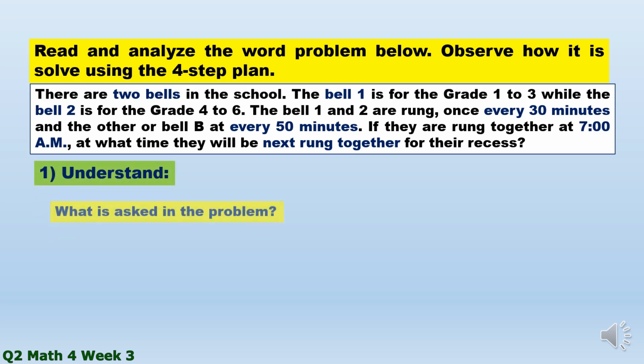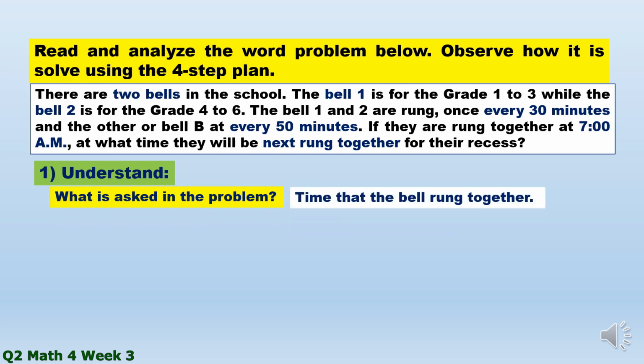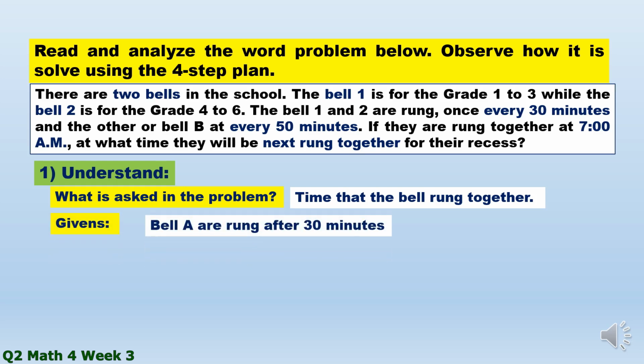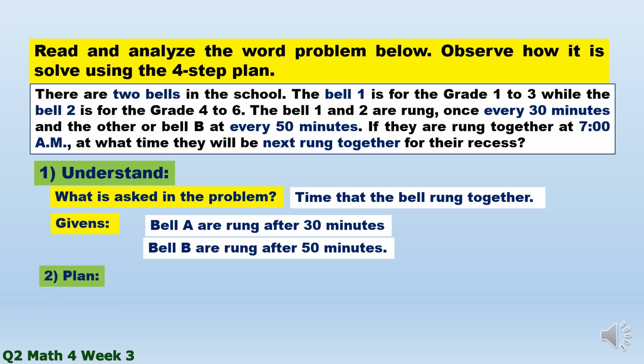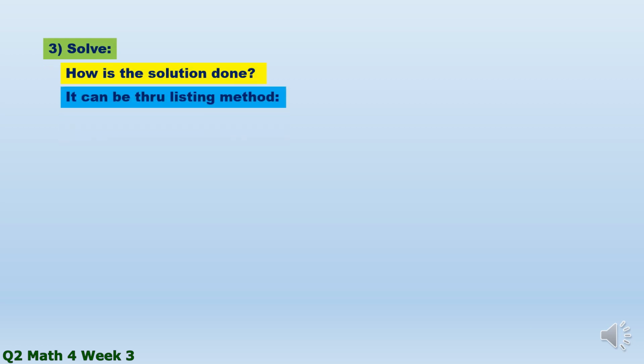To understand what is asked in the problem: the time that the bells rang together. What are the givens? Bell A is rung after 30 minutes, bell B is rung after 50 minutes. To plan, how will I solve the problem? By finding the LCM or least common multiple. To solve, how is the solution done? It can be through the listing method.